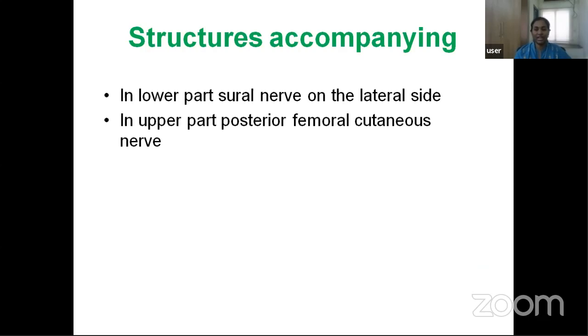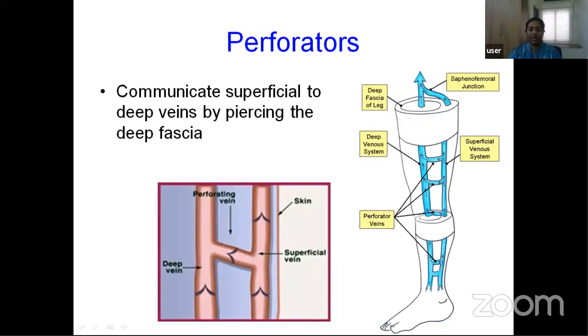Now, the structures accompanying the small saphenous vein: in the lower part, there is a nerve called the sural nerve. This sural nerve will accompany the small saphenous vein, and in the upper part of the leg region, we have the posterior femoral cutaneous nerve of the thigh. This will also accompany the small saphenous. So two structures accompany it: in the lower part we have the sural nerve, and in the upper part of the leg, we have the posterior cutaneous nerve. So these are the two superficial veins we have, the great saphenous vein and the small saphenous vein.